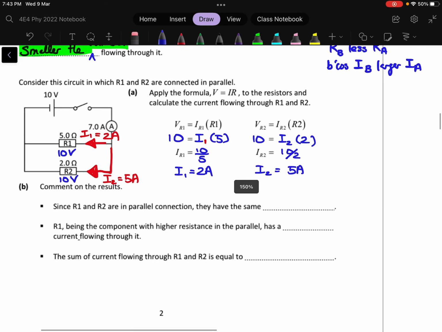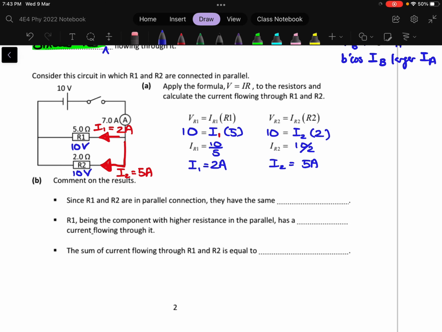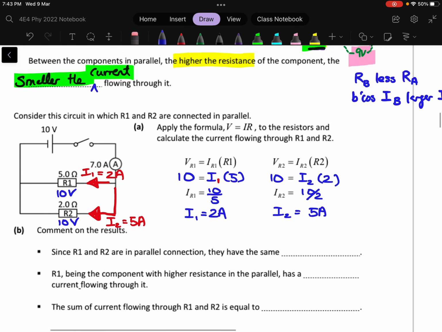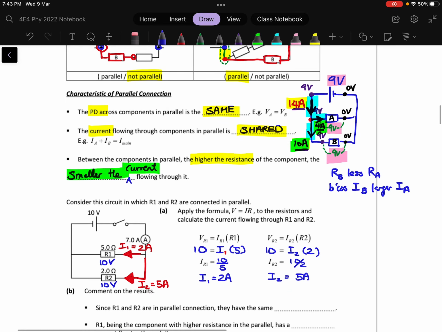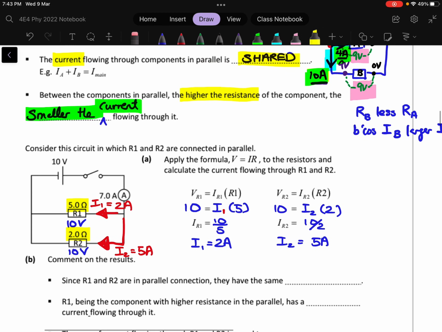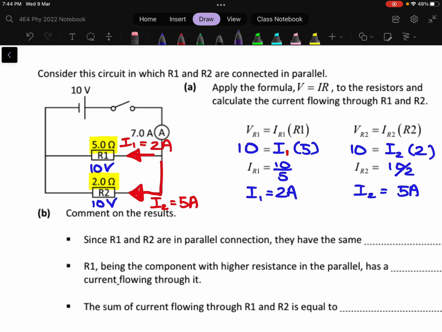So I think the last lesson we stopped here. Basically in this part I'm trying to provide you with a numerical proof that what I have said on top is true. So here you will notice that after we do the derivation, the first thing you notice is that R1 is of a higher resistance than R2, and so by the third bullet point, when you have a high resistance you would expect a low current. So let's look at this. You have a high resistance and you indeed get a low current, right?